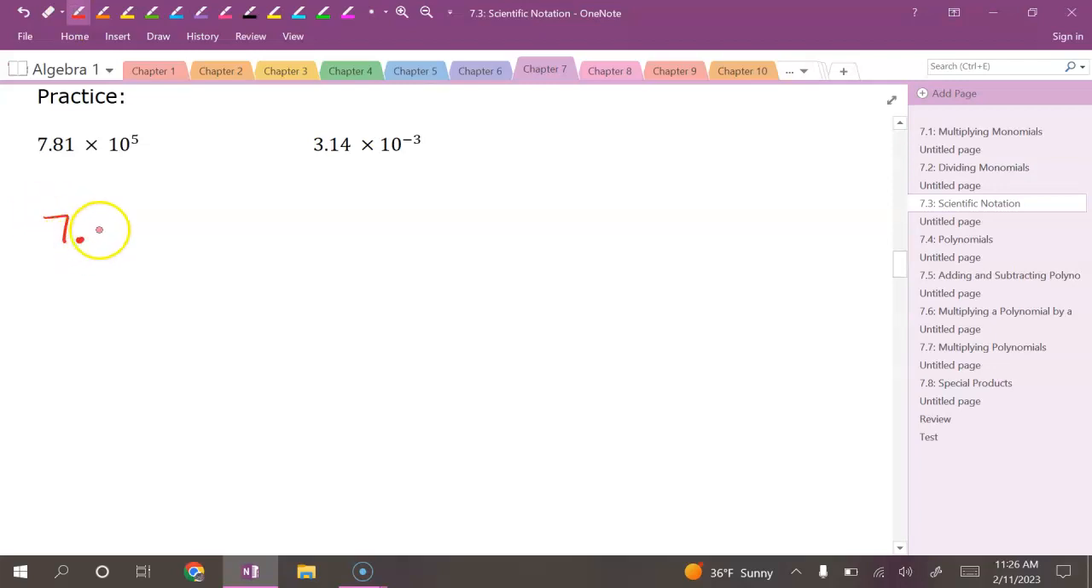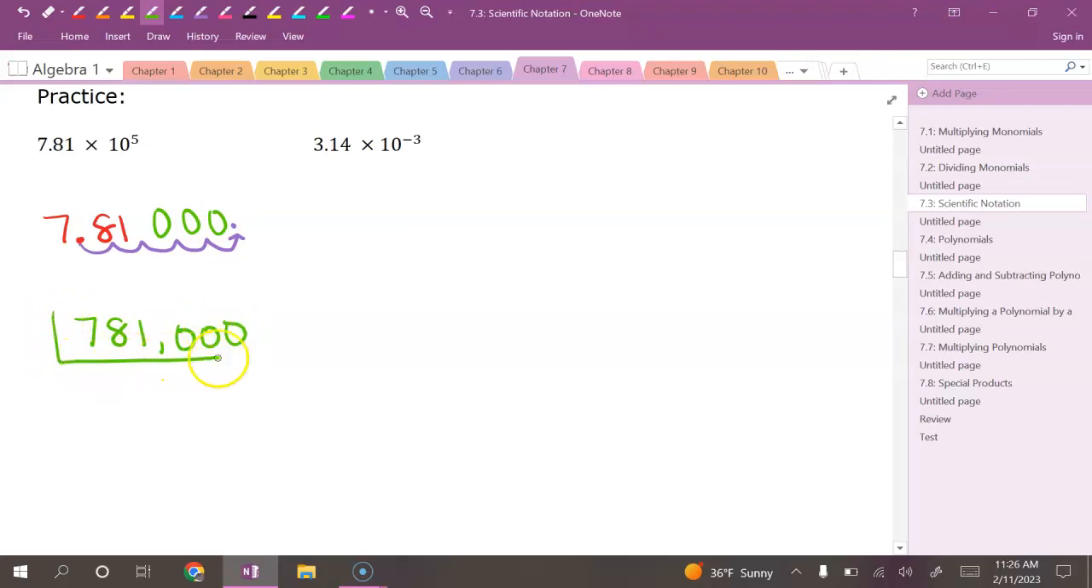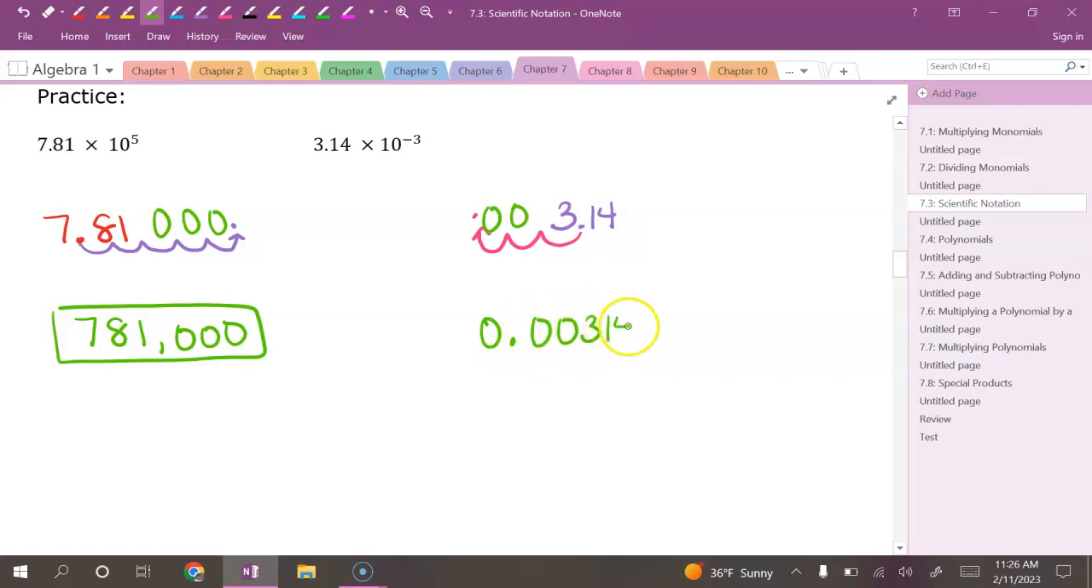So for this first one, you needed to move it 5 times to the right. So 1, 2, 3, 4, 5. Fill in with zeros. So you should have added 3 zeros here. So this should have come out to be 781,000 for your new number. For this next one, we're moving it to the left 3 spaces. 2, 3. And fill that in with zeros. So now I wrote 0.00314.